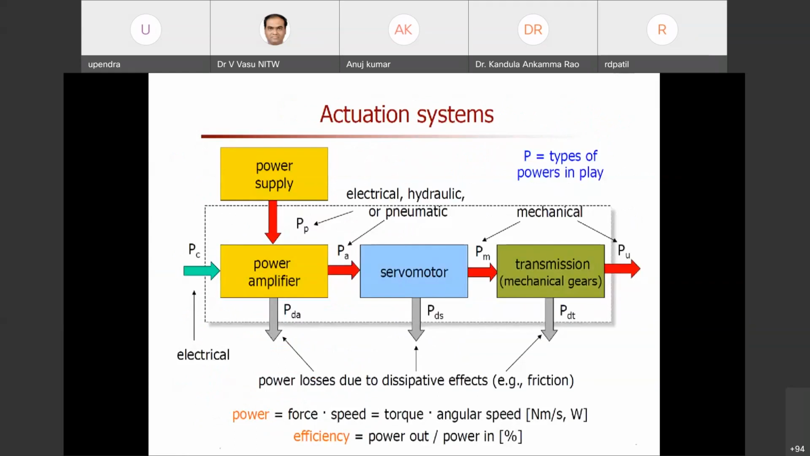Coming to the activation system in the robotic system, these are the important components that are going to be there in the activation units.